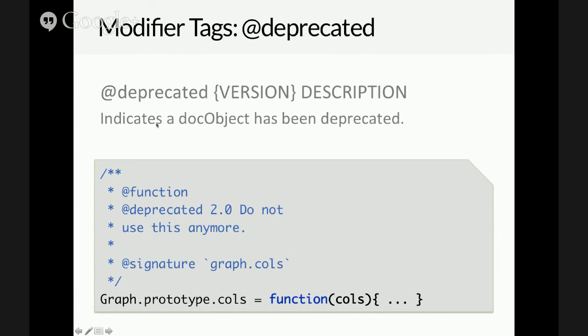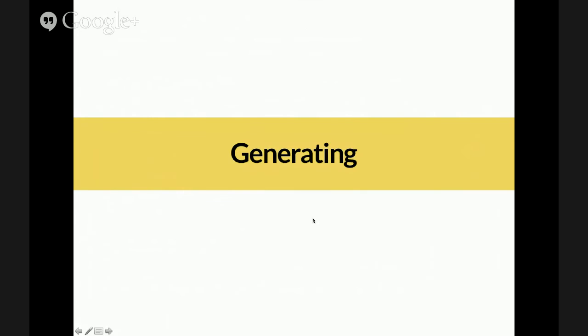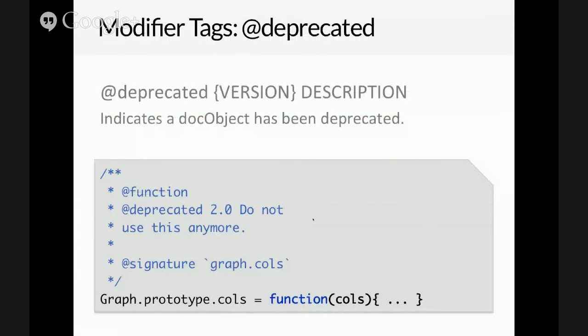Deprecated indicates on a whole doc object. You can't really deprecate a signature, which would be nice, but you can't do that right now. But you can deprecate a whole doc object, and you give it a version and some multi-line text for information that will be shown. Okay, so that's all the tags and documentation.